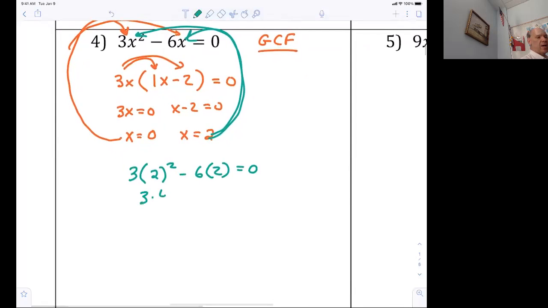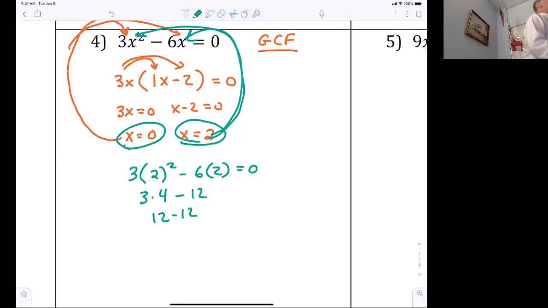4. 3 times 4 minus 12. 12 minus 12. What does that equal? Yeah, of course I'm right. All right. There are 2 answers. These are both answers. If I plug in 0, what am I going to get? 0. If I plug in 2, what am I going to get? 0. Those are the only 2 answers.